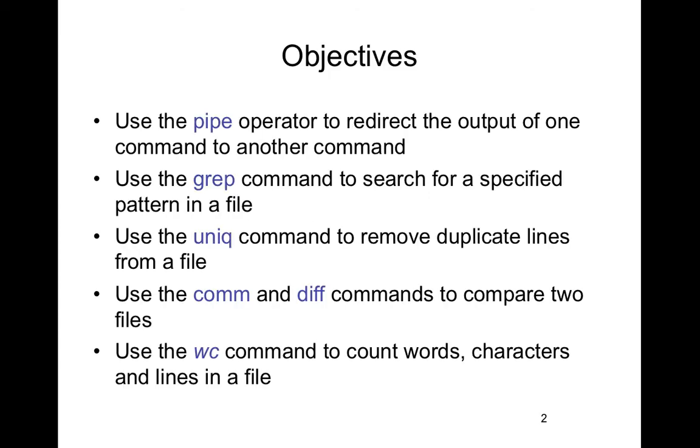We're going to look at pipe. So use the pipe operator to direct and redirect output. Grep, which is the one you're going to need for this assignment. Uniq, what do you mean? I don't know. I can't remember the assignment. You might need uniq or tr. Comm, diff commands to compare 2 files. We looked at wc already, so we're not going to have to spend too much time on that, but it's the word count command.